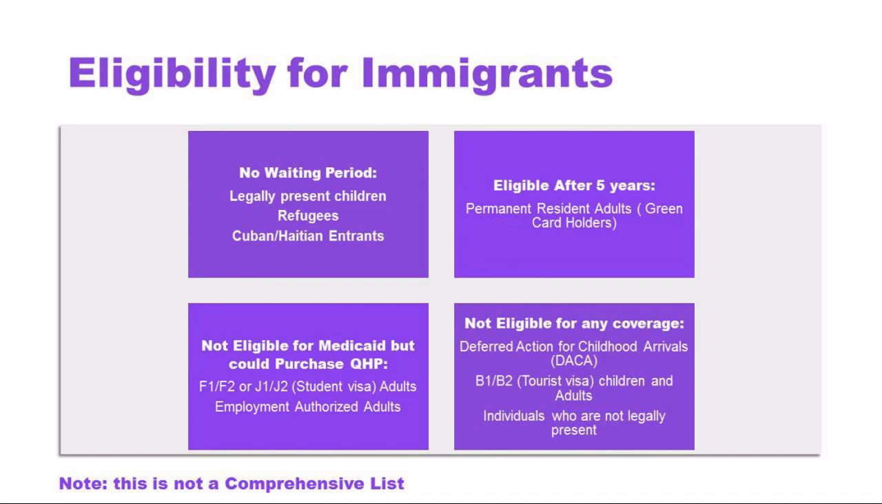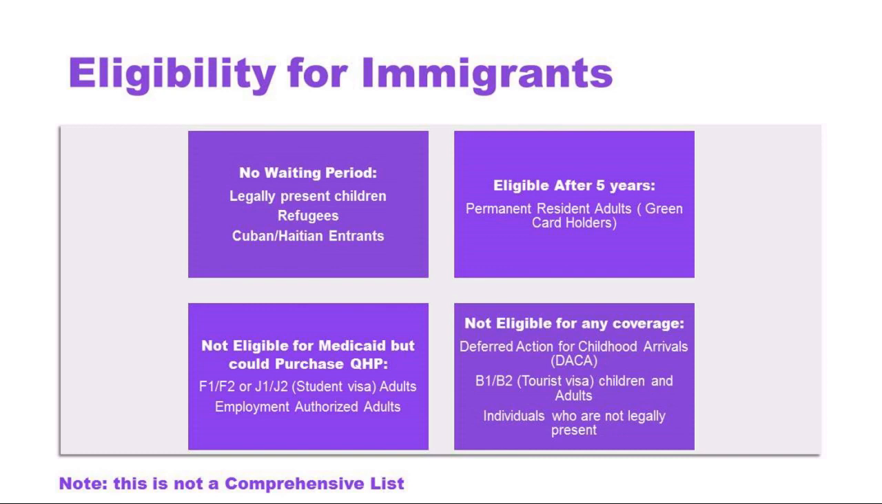Medicaid eligibility for immigrants can be complicated. Immigrants typically fall into one of 4 categories when it comes to Medicaid eligibility. Some people, including legally present children, refugees, asylees, and Cuban or Haitian entrants, can get Medicaid right away as long as they meet the other technical requirements. Most permanent residents or green card holders are eligible for Medicaid only after they have been permanent residents for 5 years. Until they meet the 5-year waiting period, they can purchase a qualified health plan with payment assistance on healthcare.gov as long as they file taxes.